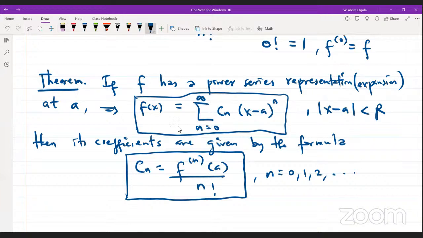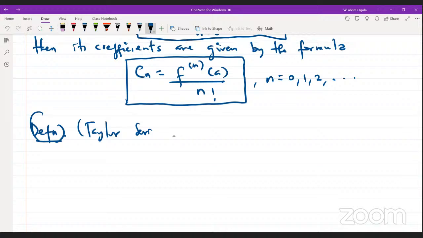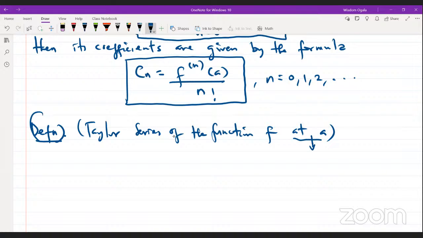This guy tells you about the coefficients involved in the power series expansion. Now, having said this, we are good to make a definition about the Taylor series. Here we want to define the Taylor series of the function f at a. If you don't want to use the word "at a", you can use "about a" or "centered at a". Those can be used interchangeably.